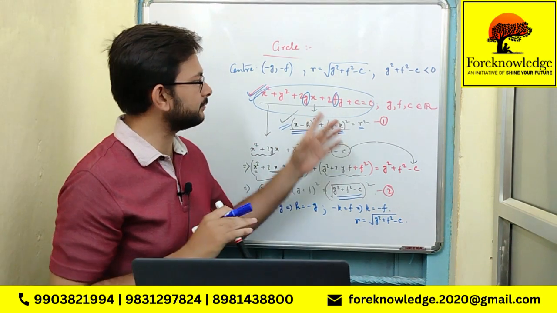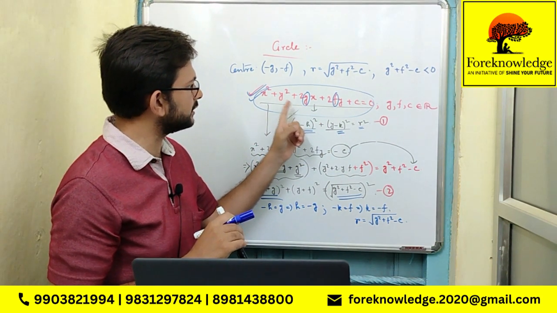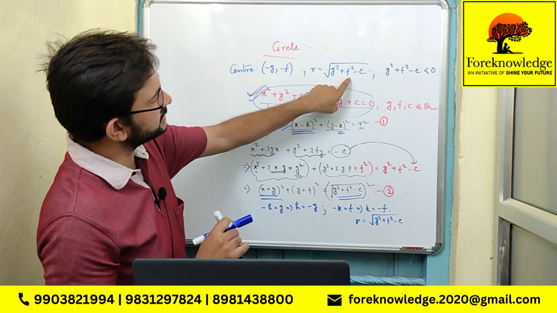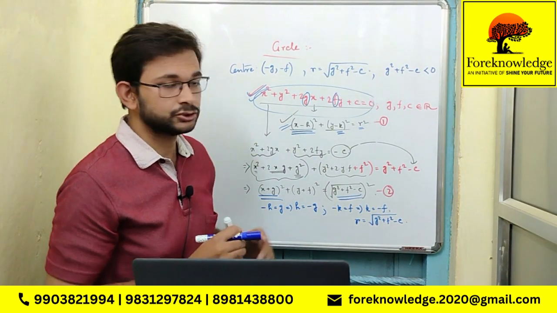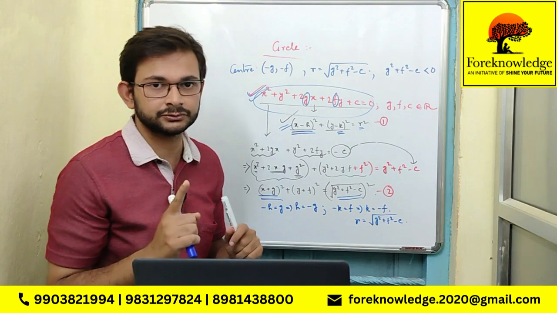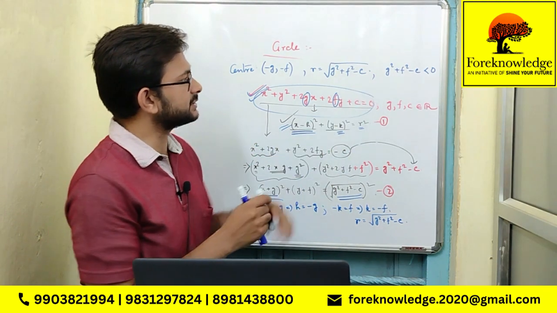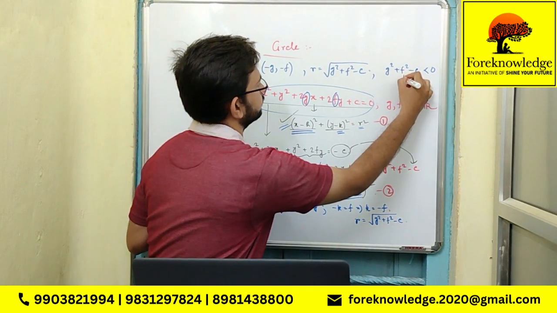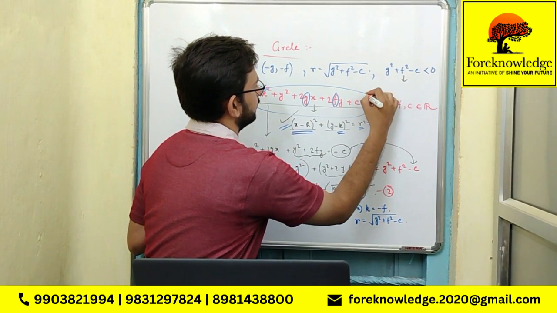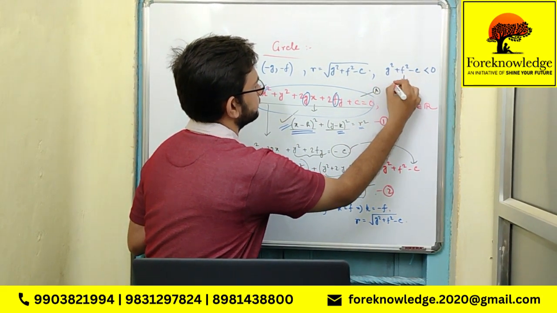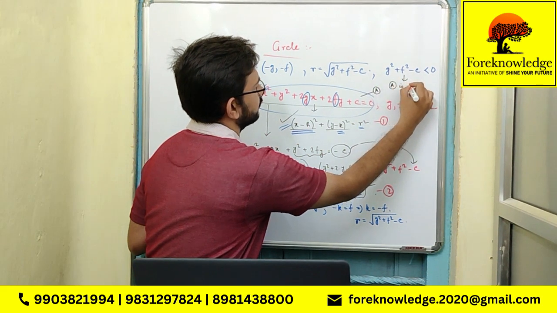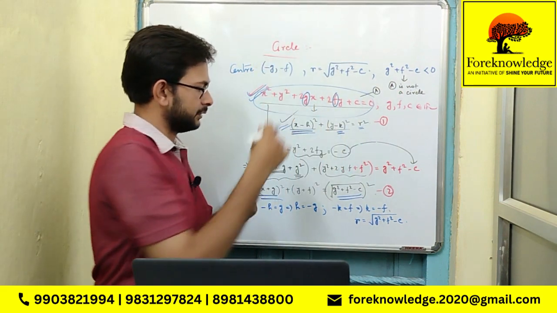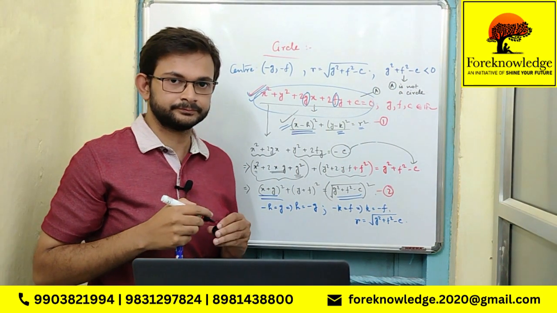So in order for this equation to be a circle, we must have this quantity g square plus f square minus c greater than or equal to 0. Else, if it is less than 0, then equation A is not a circle. Got it?